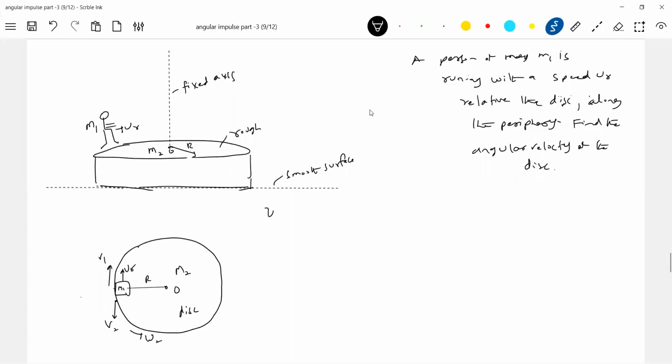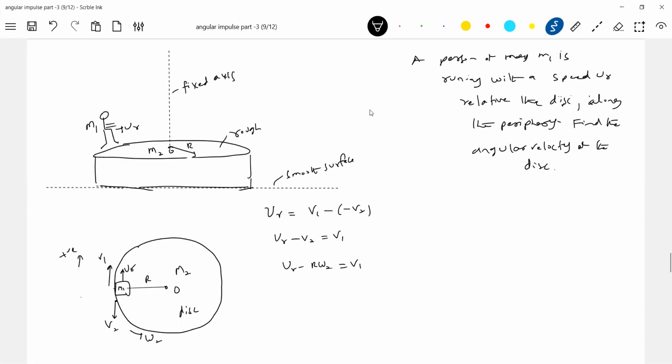What is UR? UR is equal to V1 minus of minus V2, if I take this direction positive. So UR minus V2 equals V1. This much is what we have. What is V2 further? R omega 2. Agree with this one?